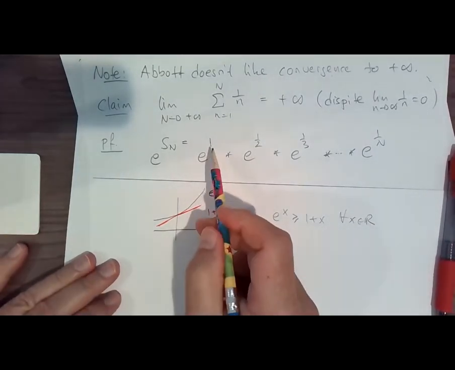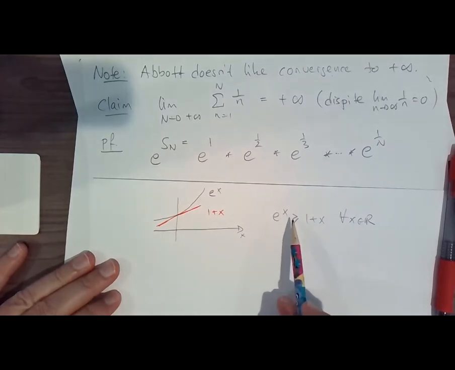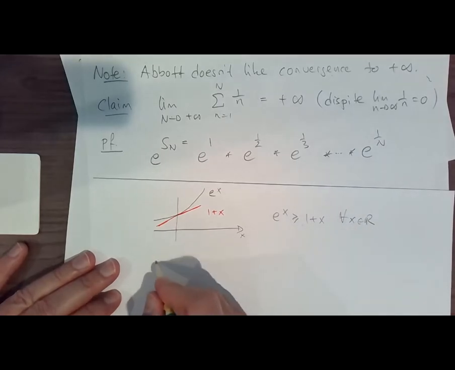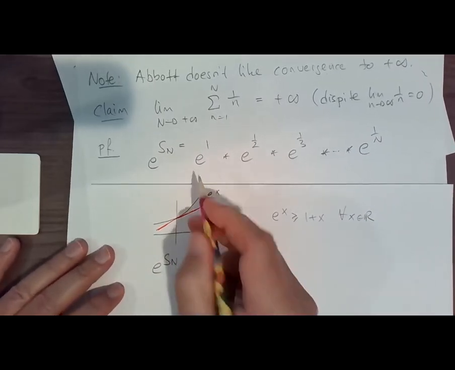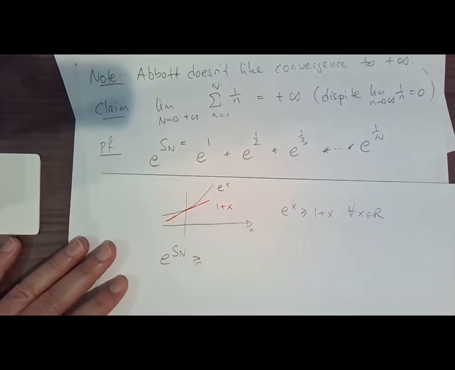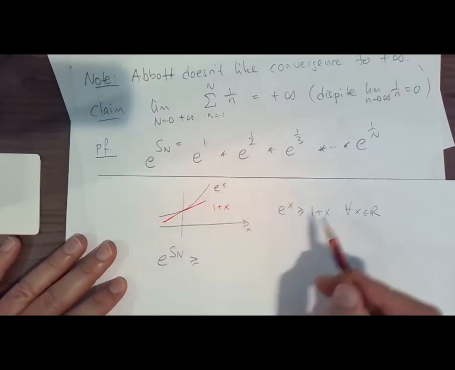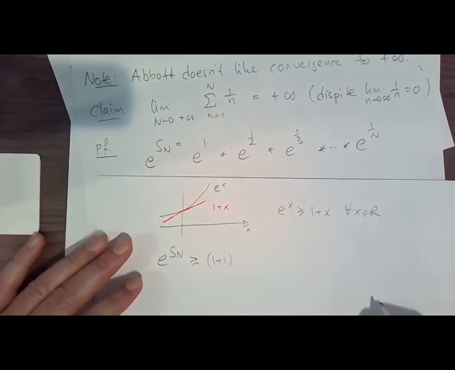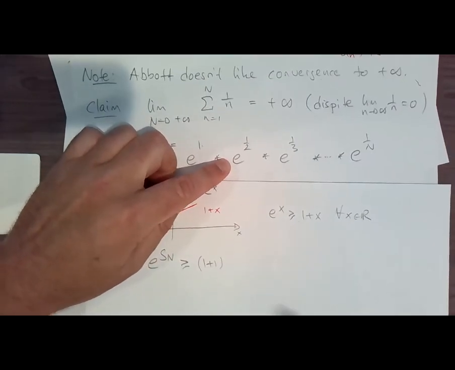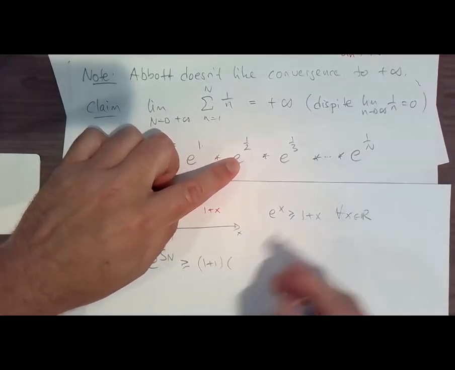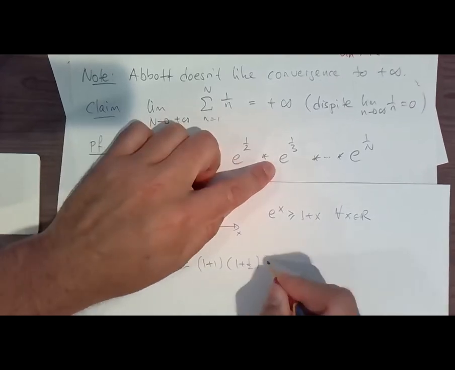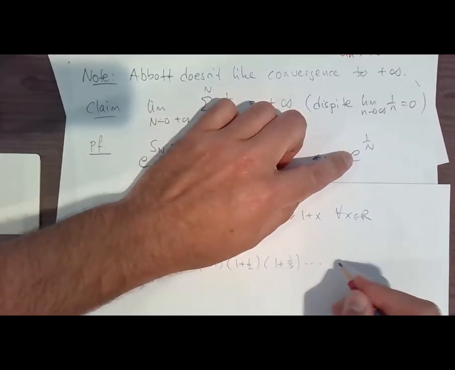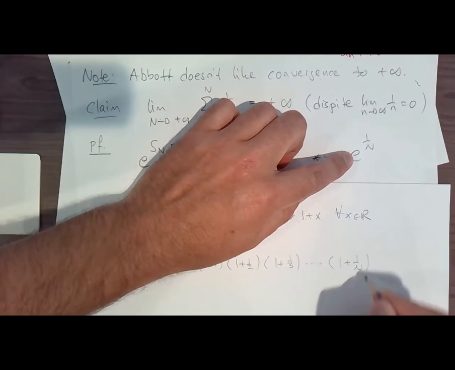And so what I do now is apply this inequality to each individual term. This inequality will imply that e to the Sn is bounded from below. The first one will be e to the 1, so that'll be 1 plus 1. The next one will be 1 plus a half. And then 1 plus a third. All the way down to the end: 1 plus 1 over n.